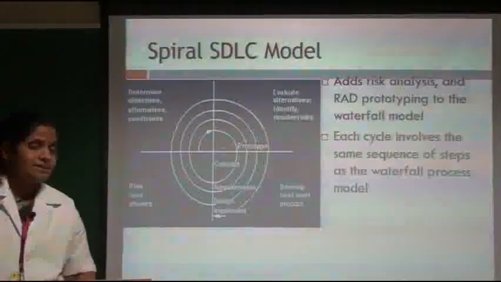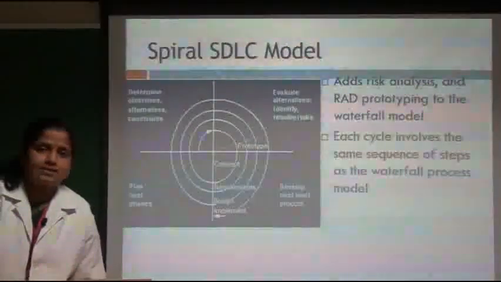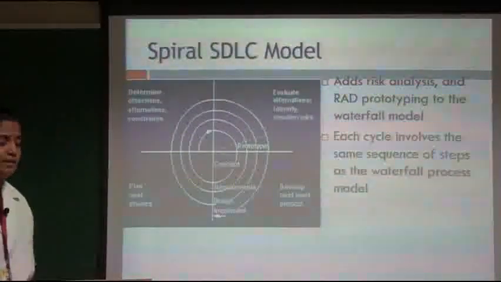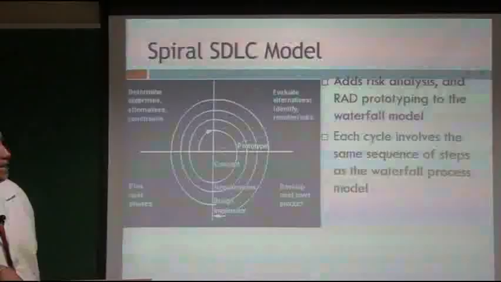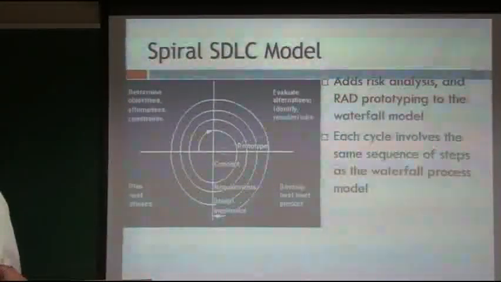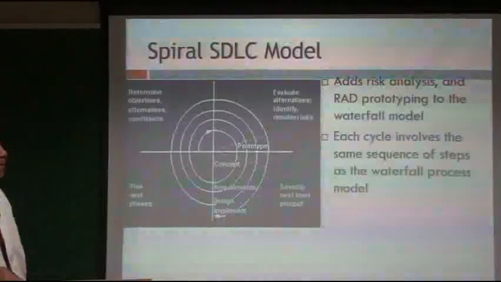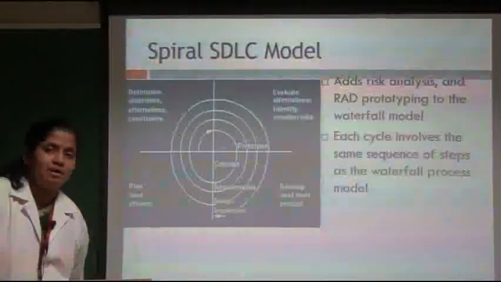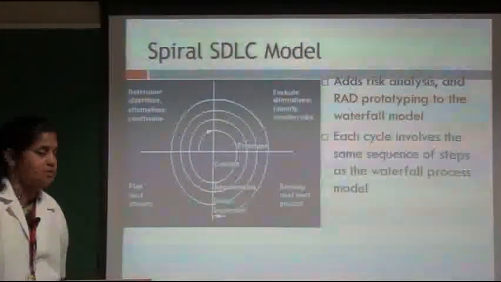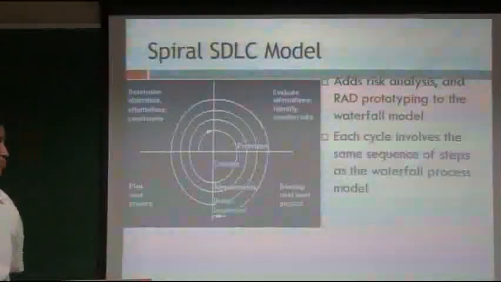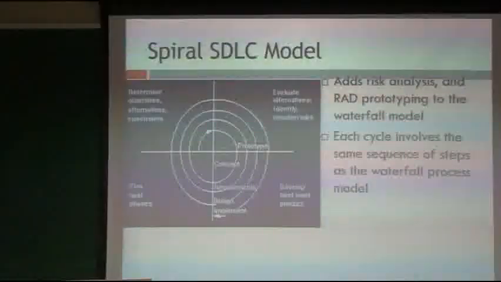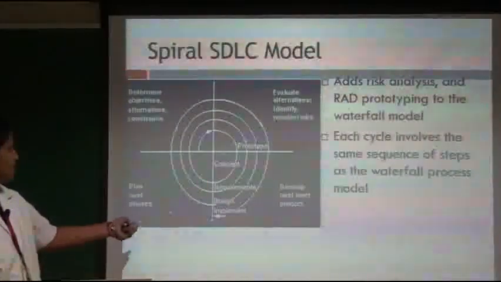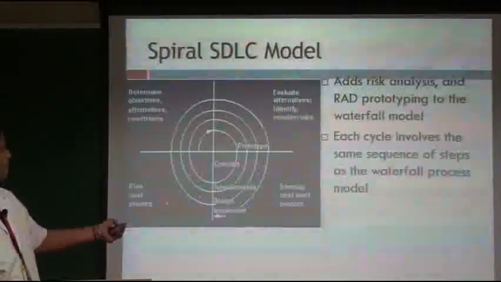What is spiral model? So far, in the models discussed, there is less focus on risk analysis, but spiral model concentrates on risk analysis or risk exposure. It adds risk analysis and RAD prototyping to waterfall model. This is nice, a combination of RAD and waterfall model, and along with that it adds the risk analysis procedure or risk management plan. Each cycle involves the same sequence of steps as the waterfall process model. Here also you have requirements, design, implement, and then testing completed.